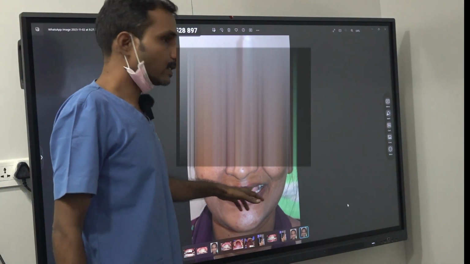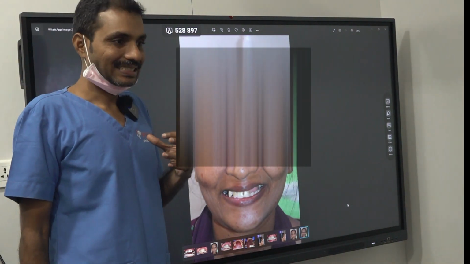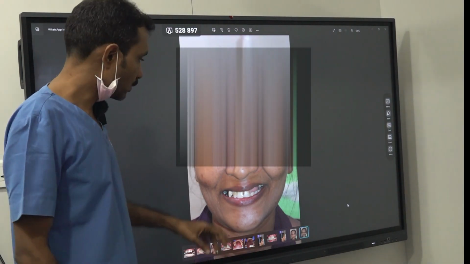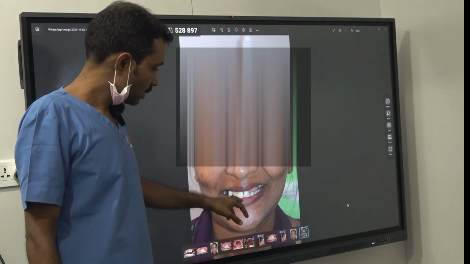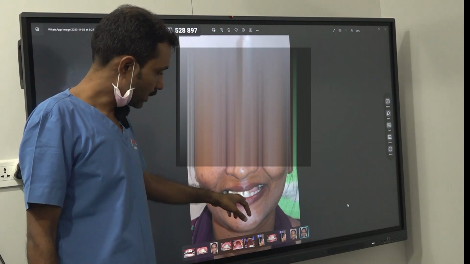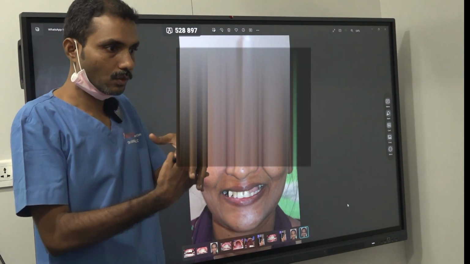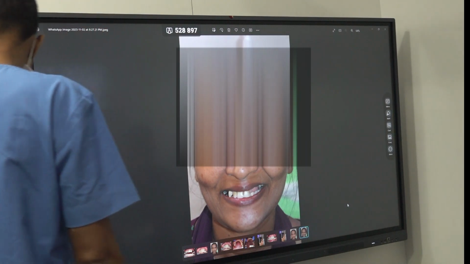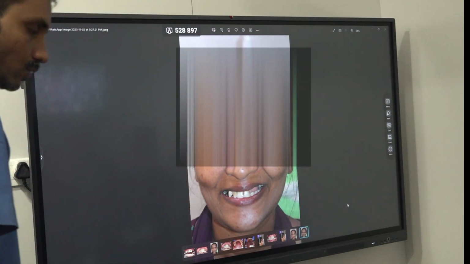So this is called bite down smile. You have to ask the patient to clench the teeth and smile. Then you will understand how much the VD is reduced. You can see the upper teeth are touching the lower lip. That means she is over closing. And they are slightly coming out also.